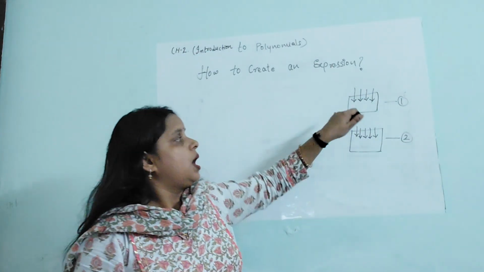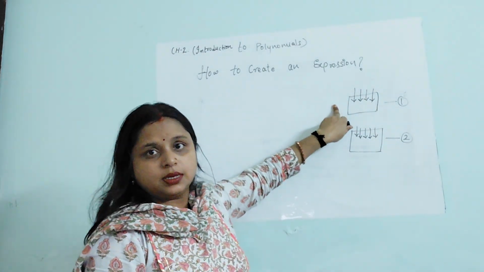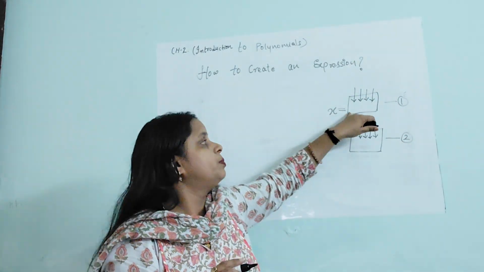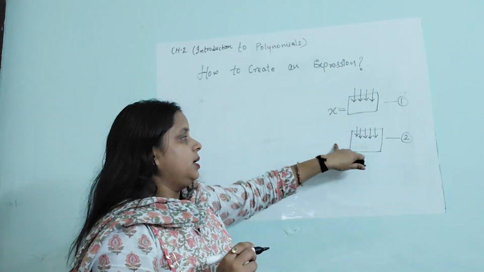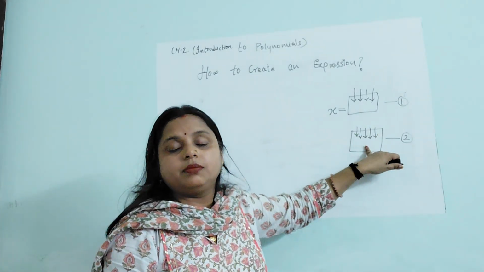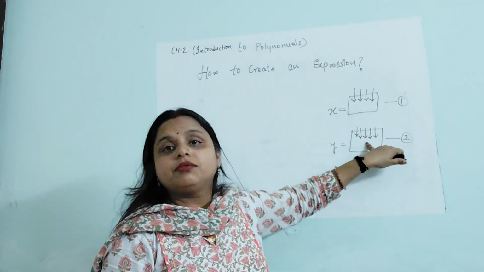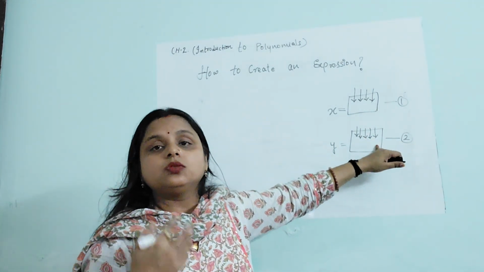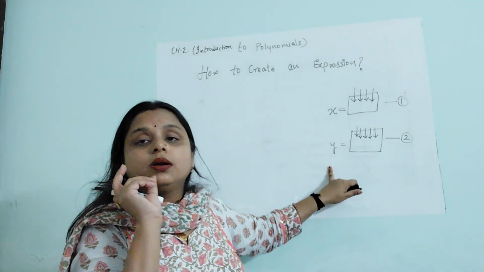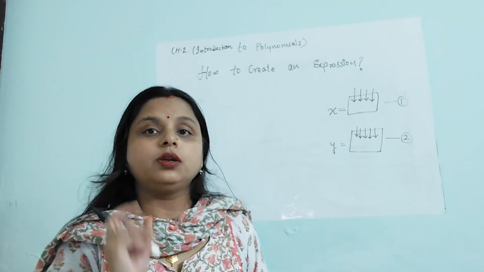Now suppose I have X kind of similar boxes like this. Means there are X number of boxes which has 4 pens inside it, and I have some number of boxes of this type. Means suppose I have Y type of boxes which has 5 pencils inside it. So now I have to create an expression to calculate the total number of boxes I have. So what could be the expression?